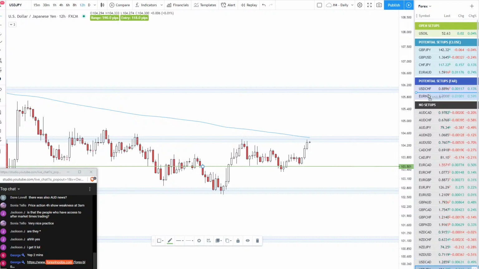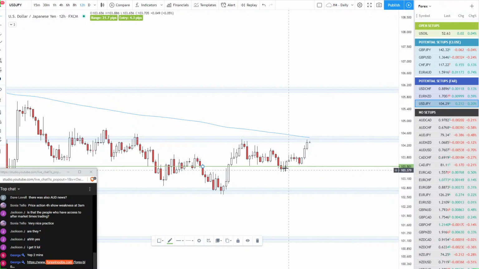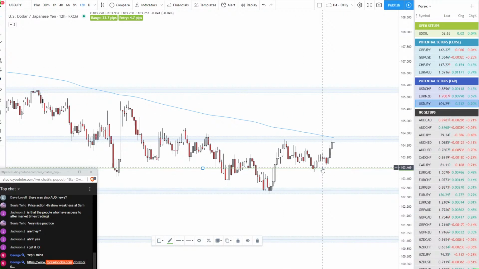Just going to keep an eye on USDJPY for a potential range to form. Still very early days. We need it to back away from here, but let's see what happens with this one. I wouldn't be surprised if a range forms here. So let's keep an eye on that.